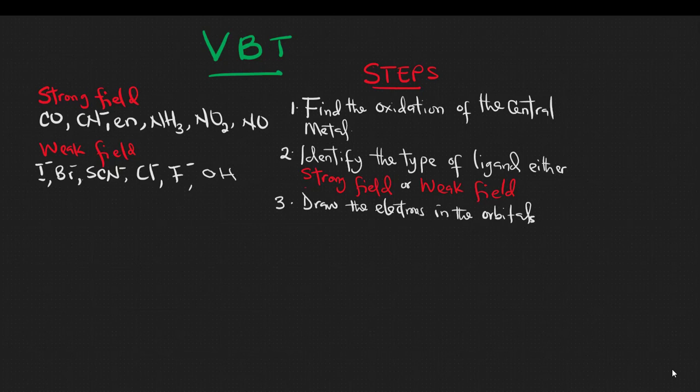Hello. In this lesson, I'm going to show you some tricks, or some ways, to dictate the type of hybrid, the geometry, the magnetic nature, and the type of orbital complex in a coordination compound using the Valence Bond Theory, or VBT in short. Even though the theory has its limitations, we are going to talk about the limitations in a subsequent lesson.